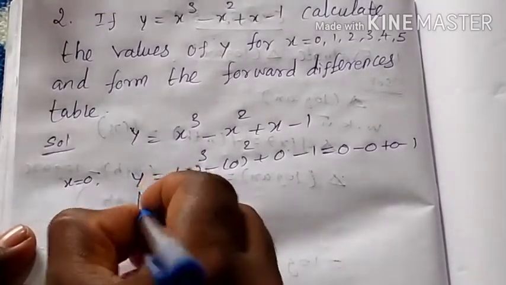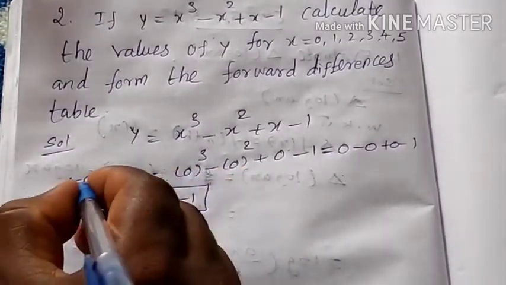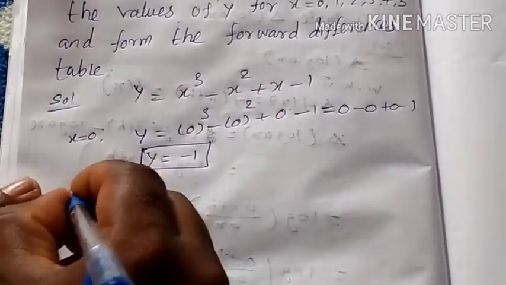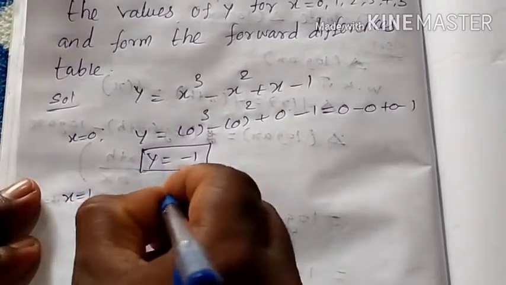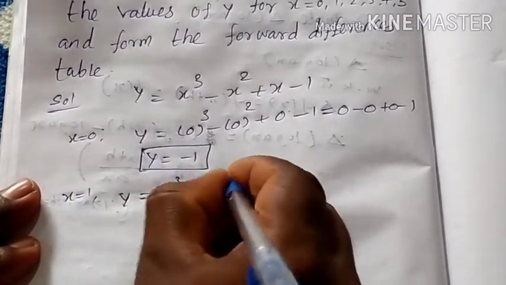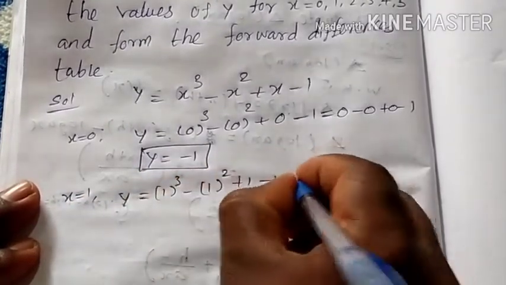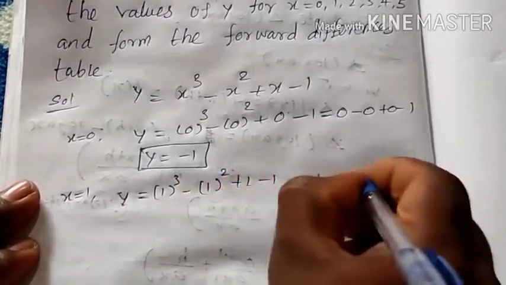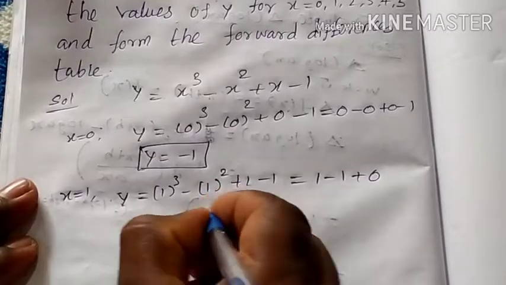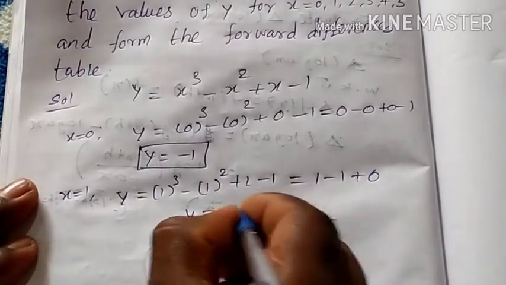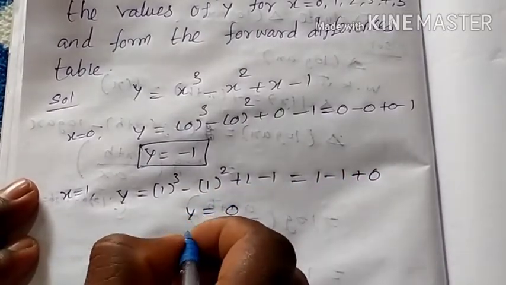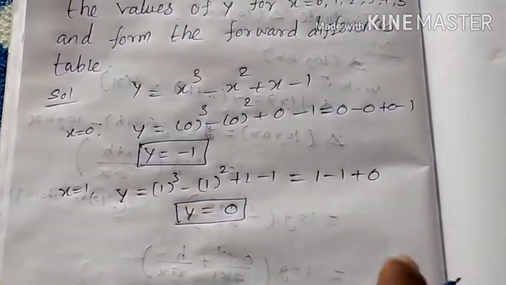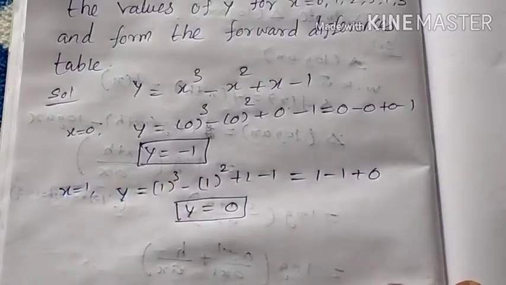When x is equal to 0, y is equal to minus 1. Then x is equal to 1: y is equal to 1 cube minus 1 square plus 1 minus 1, which is 1 minus 1 plus 1 minus 1 equals 0. Therefore y is 0. This is the value of y when x is equal to 1.